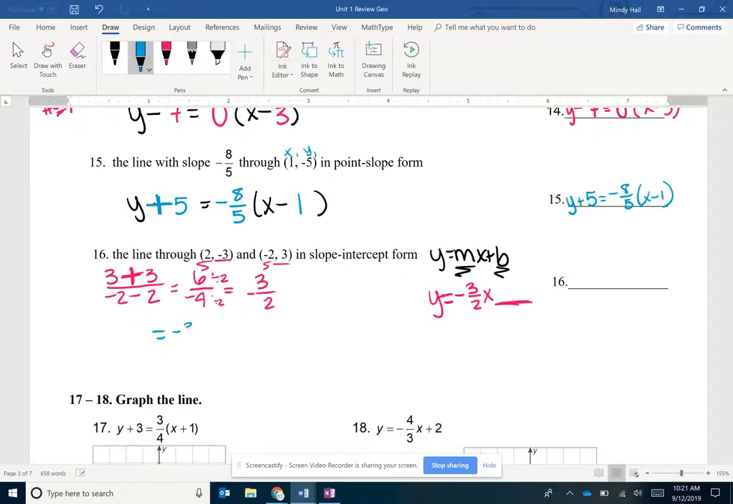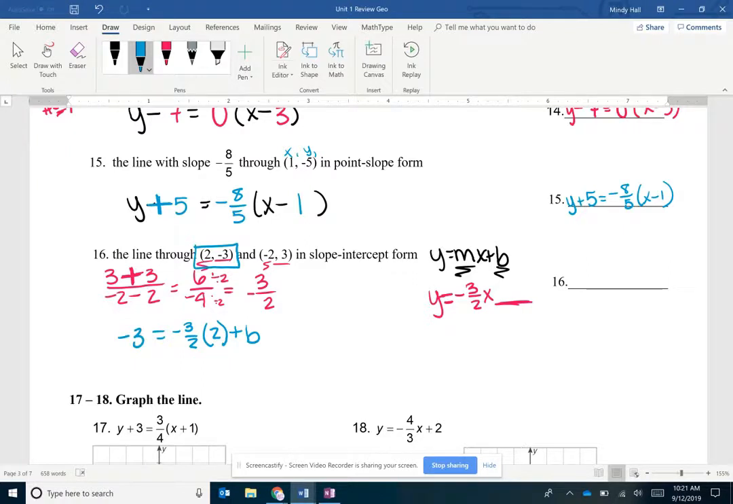So if I start with my slope, and let's say I want to use (2, -3), I'm going to plug in the 2 because it was the x value there, and I'm going to have negative 3 over 2 times 2, the x, plus b. And then over on the right, because it's the y, you're going to put the y value, negative 3.